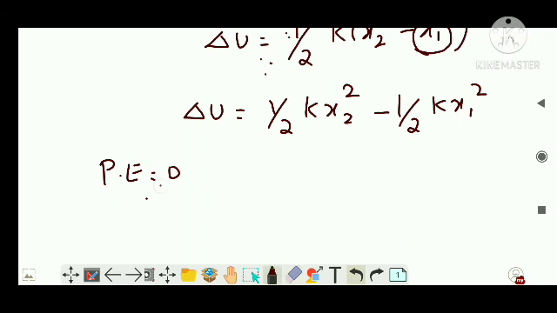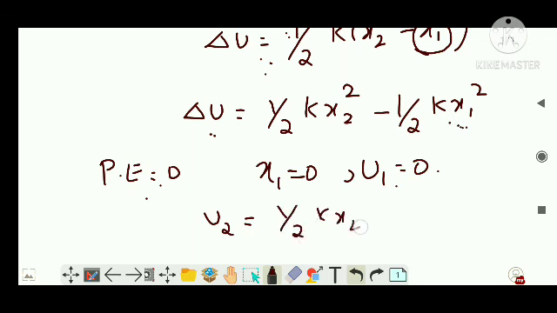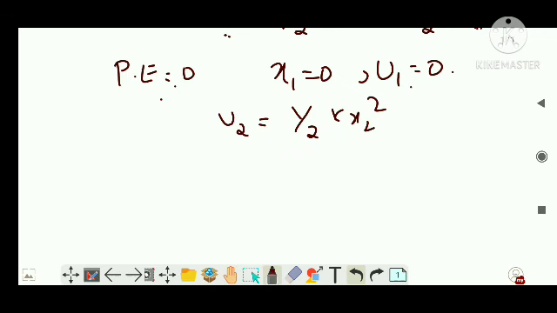So I am going to take this condition when the body is at its natural form, or I can say mean position. So x1 becomes 0 at the mean position, so potential energy becomes 0 there, that is U1 becomes 0. So this is U2 minus U1, this term will have only U2 and x1 goes off. So it becomes half k x2 squared. So generally I can write potential energy is equal to half k x squared.